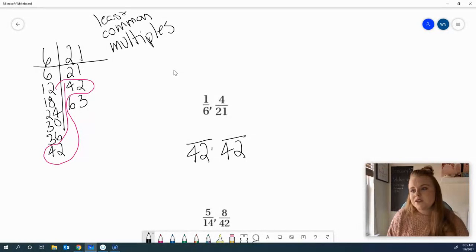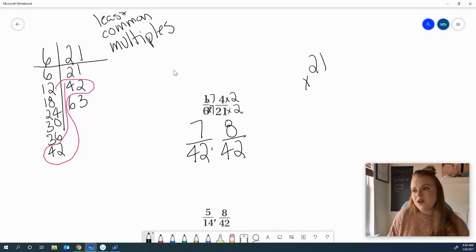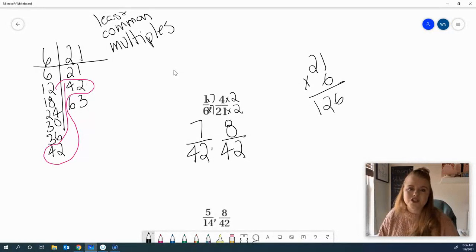To get to 42, I multiplied 6 times 7. And if I multiply the denominator by it, I have to multiply the numerator. So I'm going to get 7/42. I know that I did 21 times 2 to get to 42. So I need to multiply my 4 times 2 as well. And that's going to get me to 8. So this method, I had to make a list. But if I had multiplied 21 times 6, my denominator would be 126 instead of 42. So if you're adding or subtracting after this, it's going to be easier to make a list.